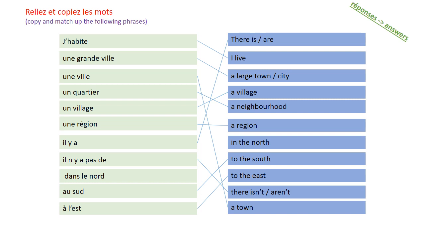Une grande ville is a large town or a city. You'll note in French they don't have a specific word for a city, they just refer to it as a large town. Next, une ville. So if you worked out what une grande ville is, a large town or a city, then you'll realise that une ville is a town. So give yourself a tick if you got that one right.